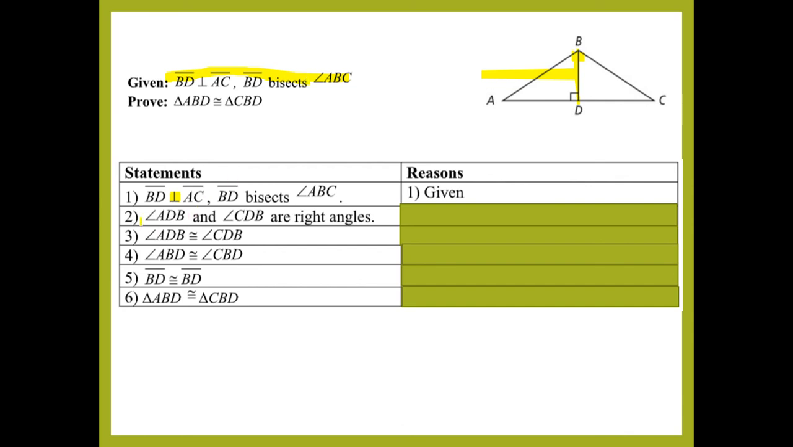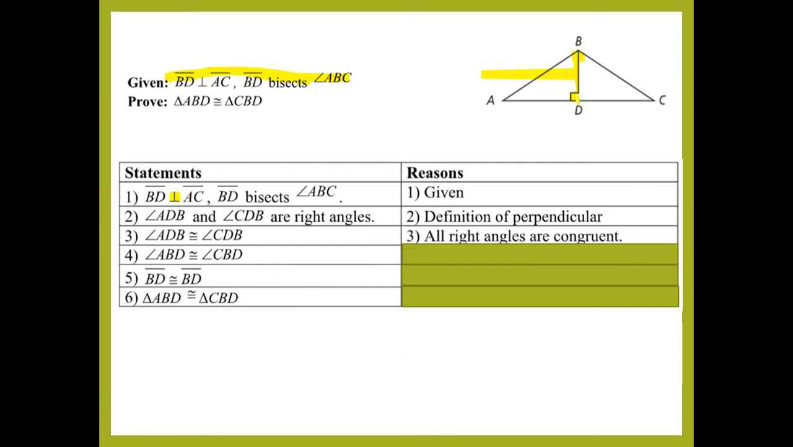So then statement 2 says that angle ADB and angle CDB are right angles. Well, we know that because that's the definition of perpendicular. Perpendicular means that two lines are intersecting each other and creating a right angle. We can also say that angle ADB is congruent to angle CDB. We know this because all right angles are congruent. All right angles are 90 degrees.